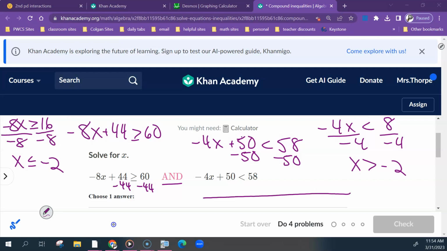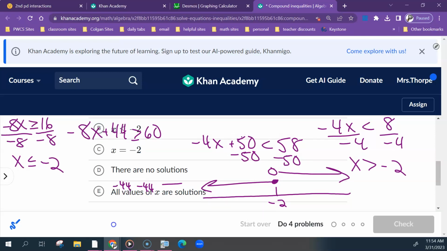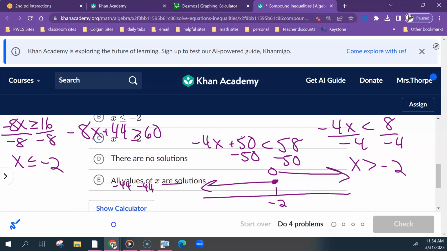So the first one was x is less than or equal to negative 2. So this is negative 2, it's closed, everything less than it. And then the other one is an open circle at negative 2, going to the right. Where do these overlap? At negative 2, that's it. So, you can't see the answer, but it's less than or equal to negative 2, and greater than negative 2: no solution, all values.